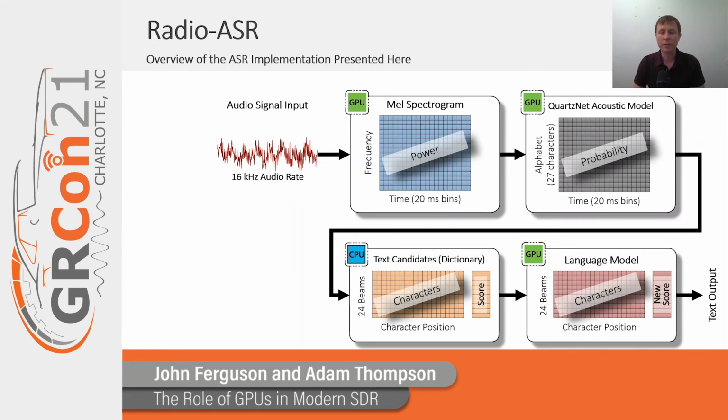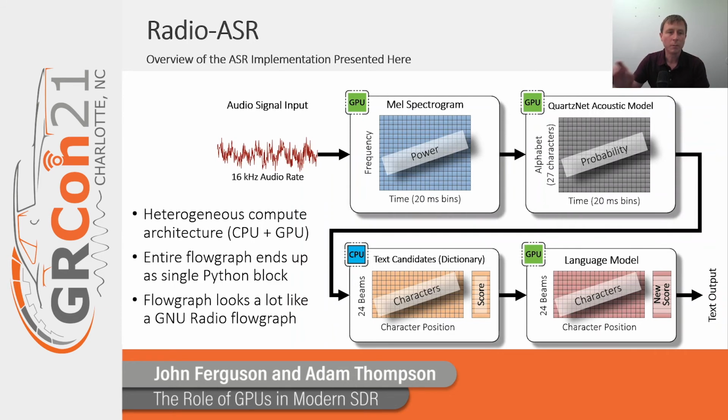And then finally, you send that to a language model. This is a neural network that is executed on the GPU. You take those 24 beams and you rescore them. From the text candidate section, each beam had a probability of how accurate we think it is. You rescore those now with the language model, and what you end up outputting is the most probable beam there. So a few things to note here. This is a heterogeneous compute problem, so we are going CPU and GPU, transferring memory between.